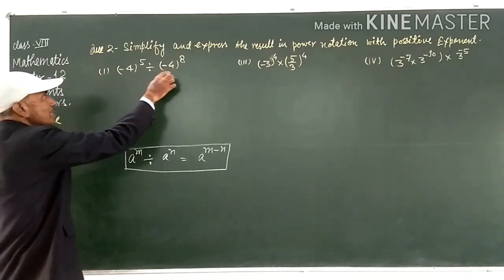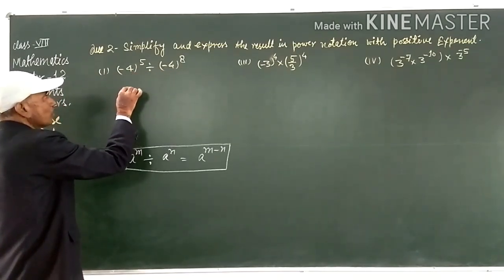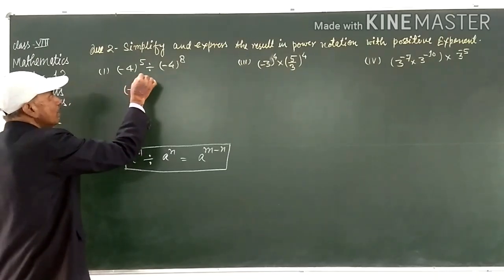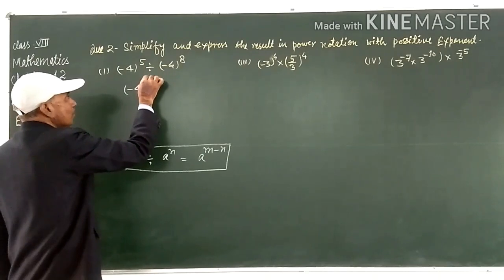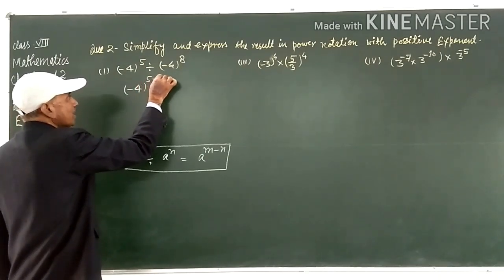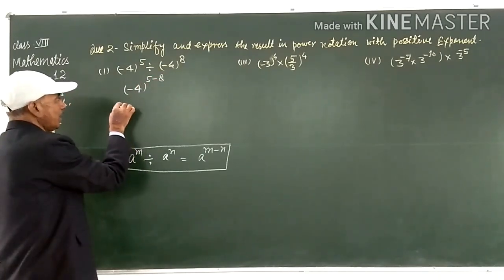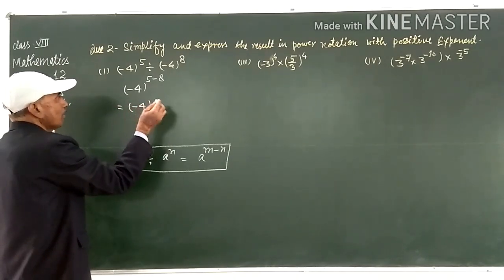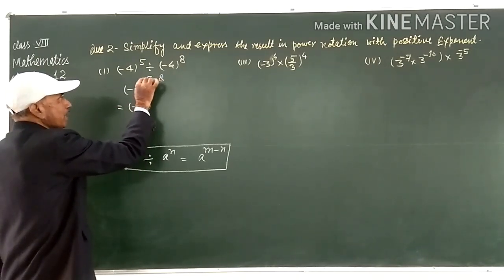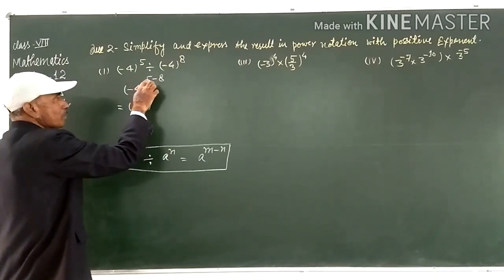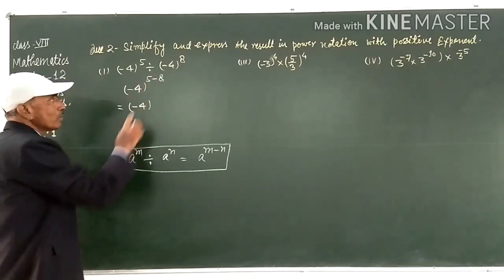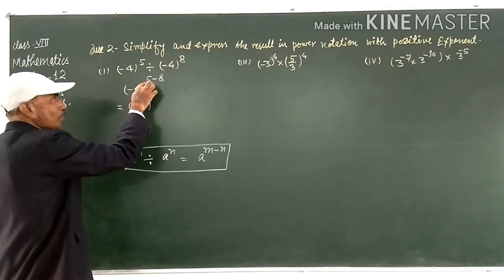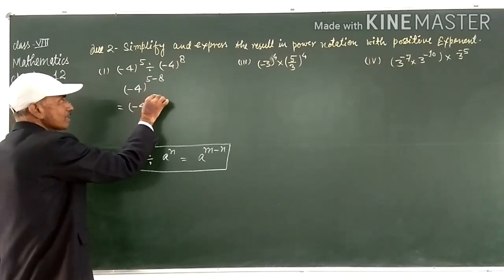So the base is equal, so we have to write -4 to the power 5 minus 8. Students, one is positive and the second is negative, so it will be subtracted, and -8 plus 5 will be -3.